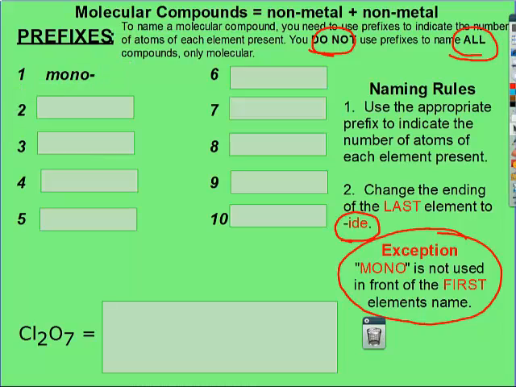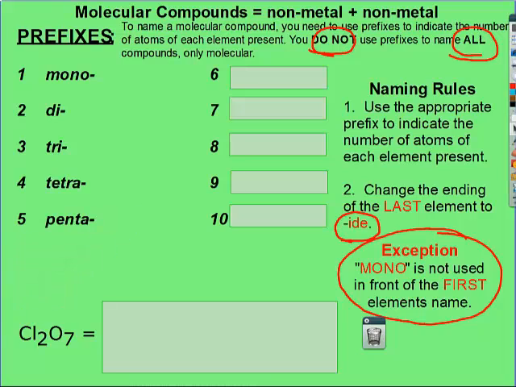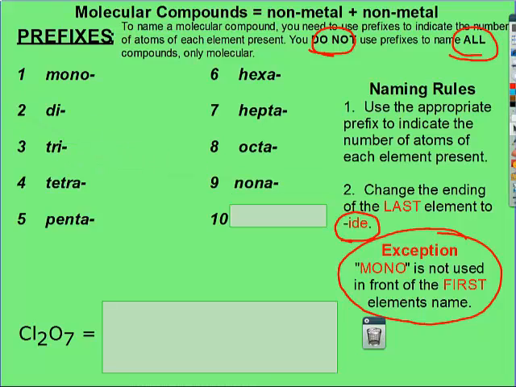Prefixes: number 1, the first one you should write, is mono. Second one is di. Third one is tri, tetra, penta, hexa, hepta, octa, nona, deca. Here are the 10 names that you need to memorize. You will not be given this on a test. You have to know these things. So take a minute and write all of them, and then pause the video. Once you have them all written, let's look at our first example.